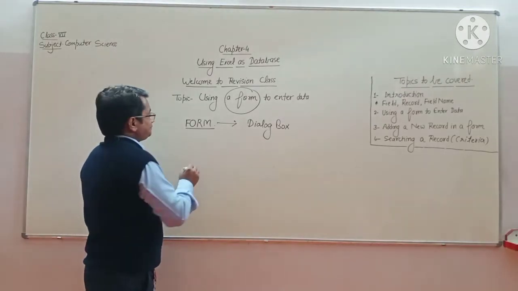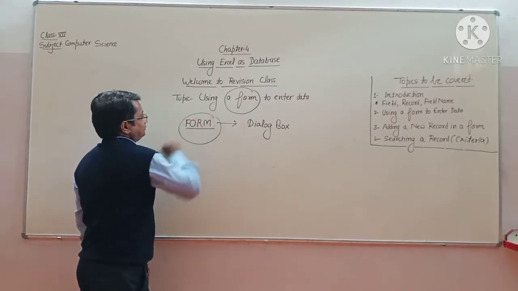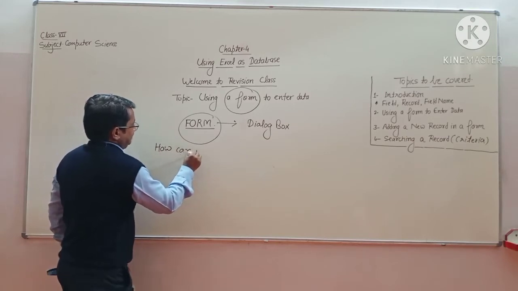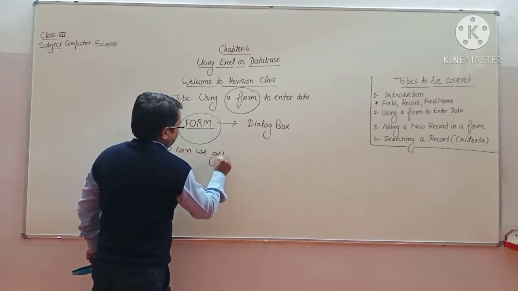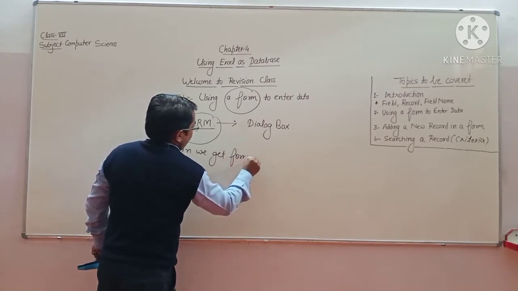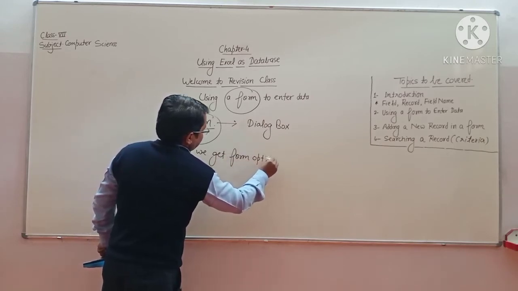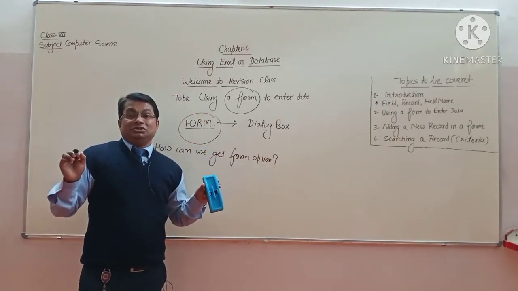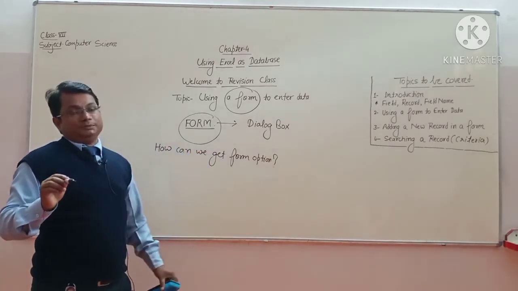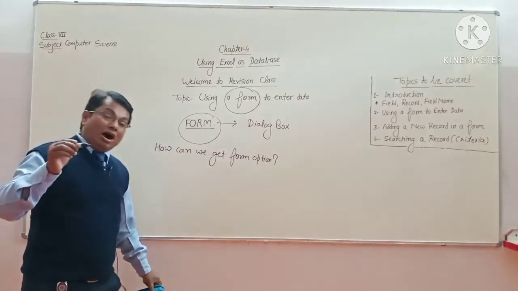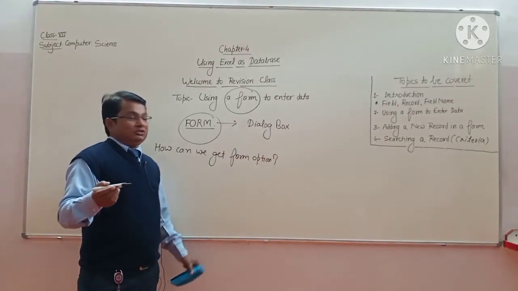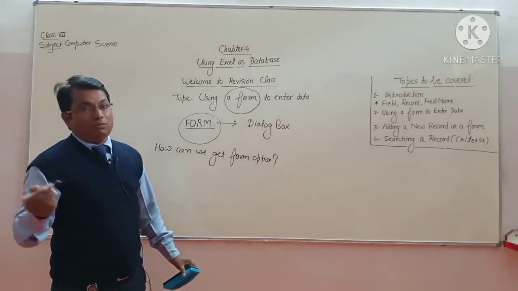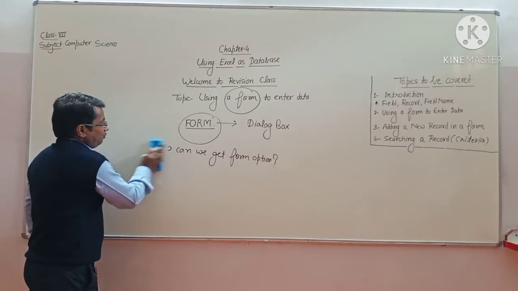Now, after this, how can you get this option? How can we get the form option? This question arises here because if you search all the tabs, you won't find the form option. Right? So how can you get that? Okay, let me give you the path through which you are going to get the form option. Let's erase the content of the code and then we'll proceed.